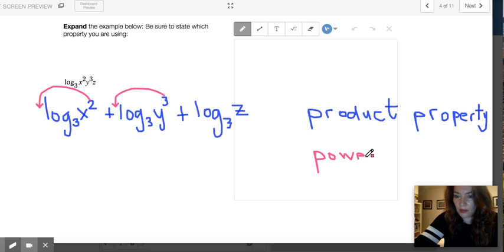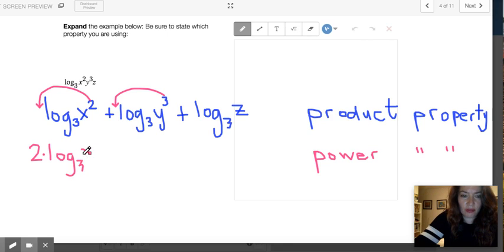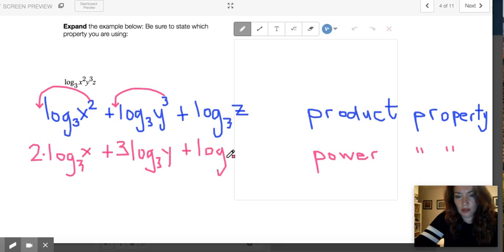So this is the power property. And we're just going to write that with the exponent in the front. So this is 2 times the log base 3 of x. And then I will bring the 3 to the front, so that will be plus 3 log base 3 of y. And then I will just rewrite the log base 3 of z. And this is pretty much the two properties used to expand this example.